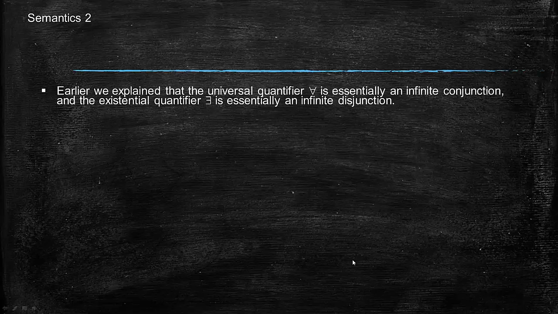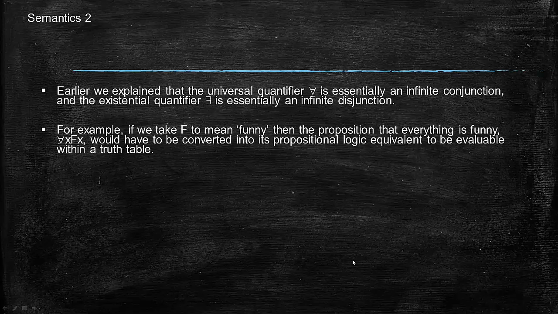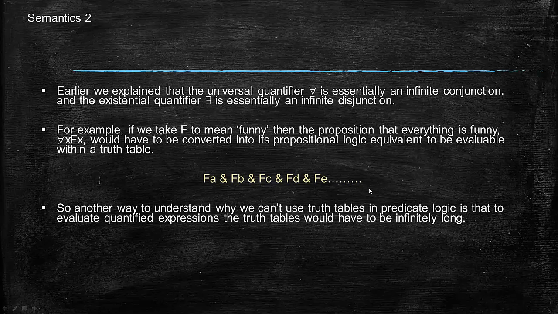So you'll remember that in a previous lecture we explained that the universal quantifier is essentially an infinite conjunction, and the existential quantifier is essentially an infinite disjunction. So for example, if we take F to mean funny, then the proposition that everything is funny, for all x Fx, would have to be converted into its propositional logic equivalent. And if everything is meant to range over the entire universe for all time, then this would actually have to be an infinite conjunction. So another way to understand why we can't use truth tables in predicate logic is that we would need infinitely long truth tables. And we don't have the ability to do that since we are finite beings.